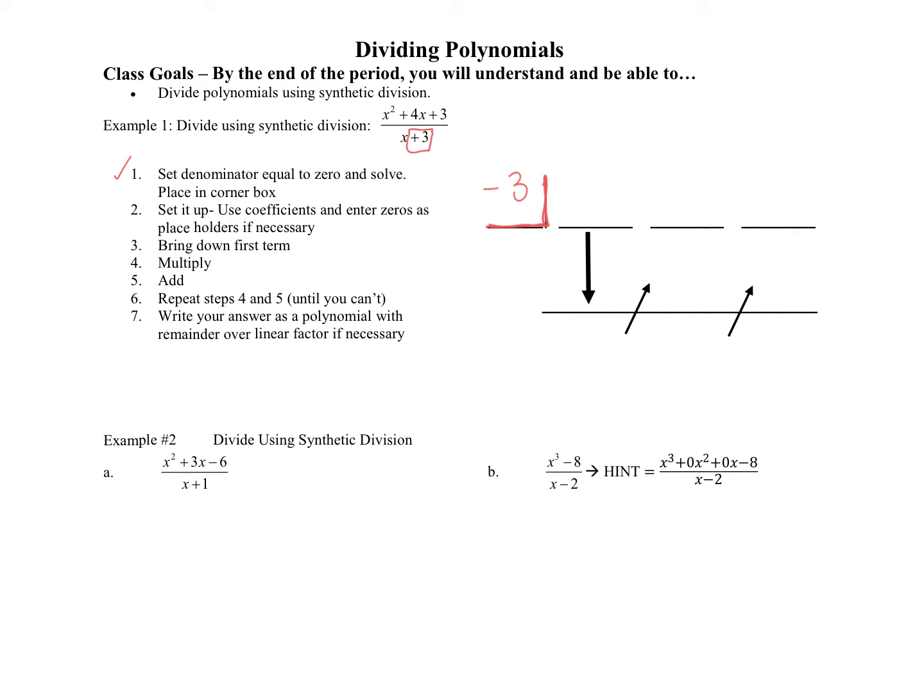A word: coefficient. We're going to use coefficients and enter zeros if we need. So what a coefficient is, it's the number before a variable. For example, if we have 4x, this is my coefficient. This is my variable. Okay, so a coefficient is the number that comes before a variable.